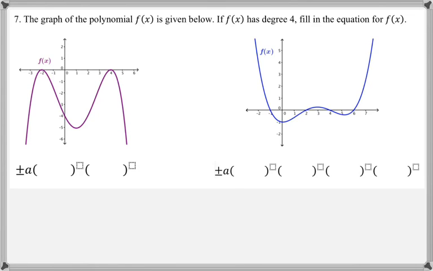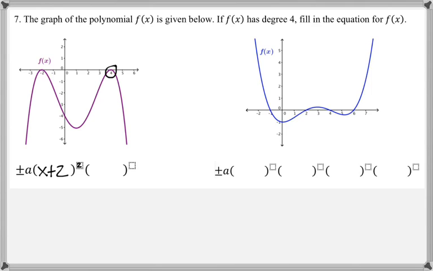So we see that the graph crosses here and here. Well, it actually doesn't cross, it just bounces off or it touches it. So at -2, the corresponding equation for that would be actually x plus 2. And because it bounces off, we know this has to be an even power. So this has to be 2.